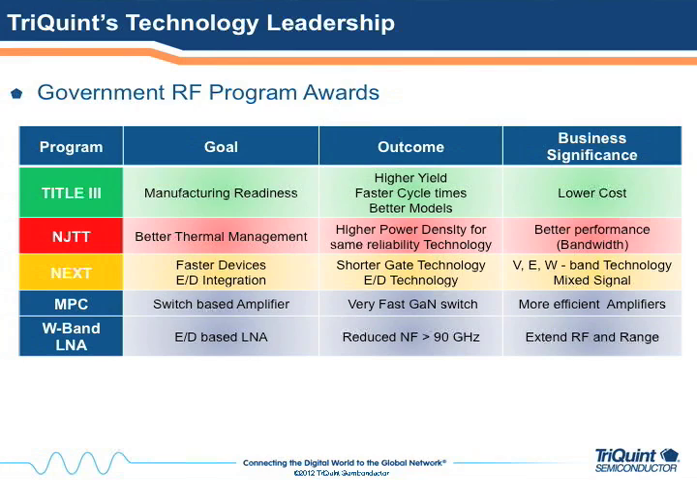The DARPA NEXT program is basically a high-speed logic type application. There have been several phases. We just finished phase 2, which allowed greater than 200 gigahertz of operation. Phase 3 takes it up to 500 gigahertz of operation, and that's to support the high-speed logic applications. MPC stands for microscale power conversion, and the focus there is switch-based amplifiers for high efficiency, just improving the efficiency of the gallium nitride amplifiers. And then W-band LNAs, basically higher sensitivity up at W-band, and they're primarily using an ED-based technology.